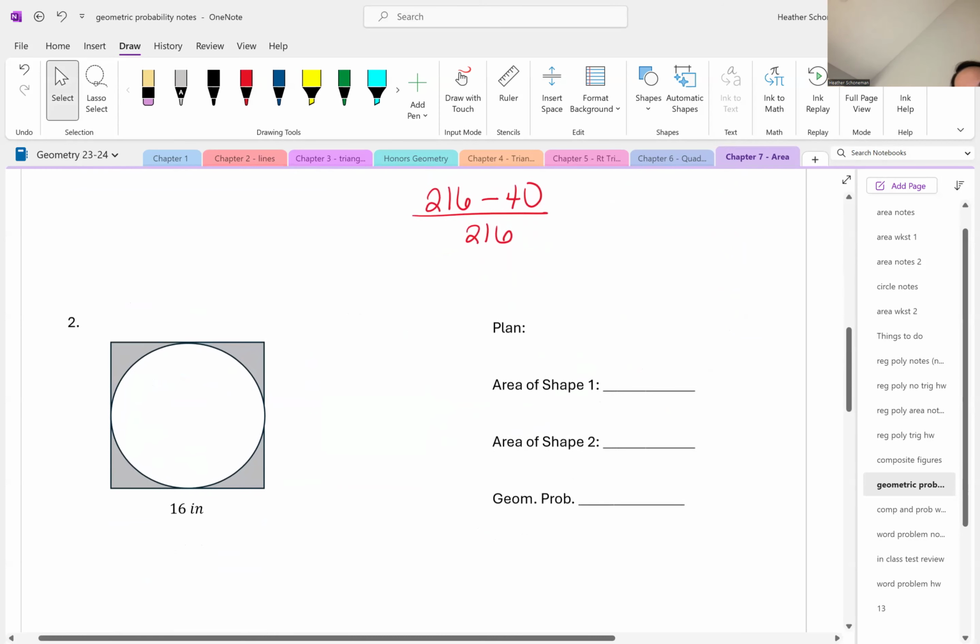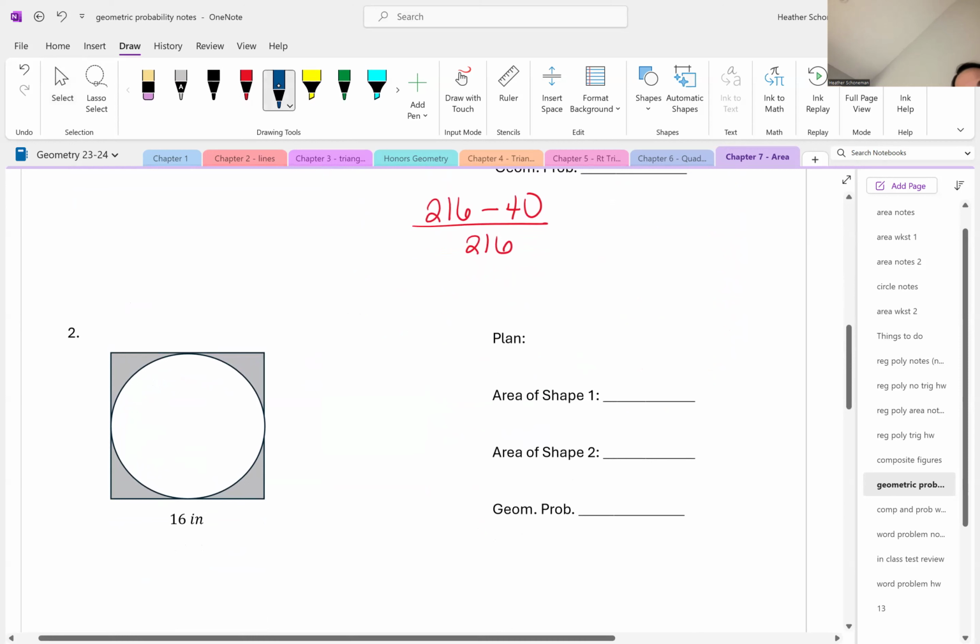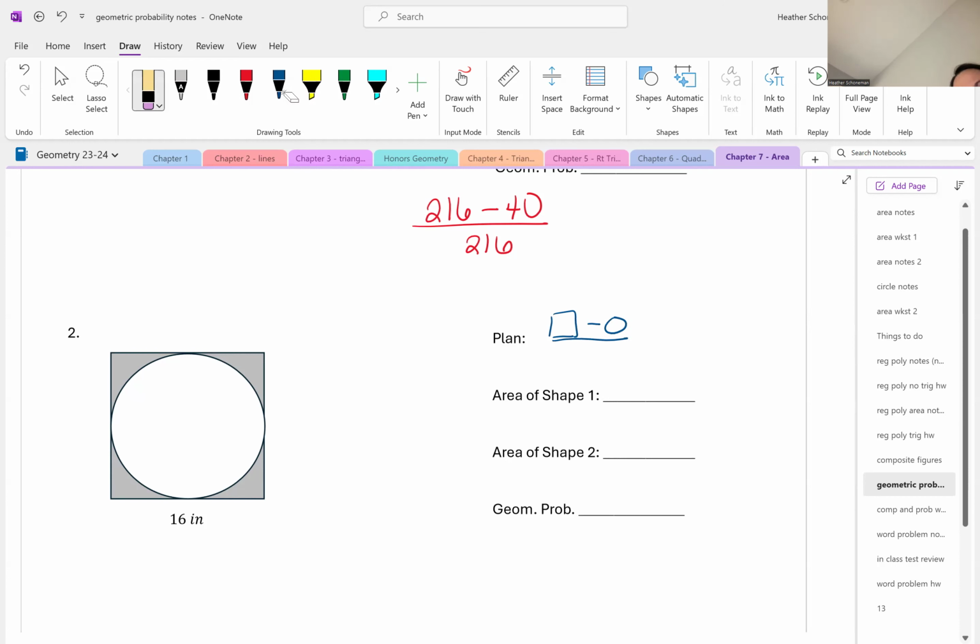Okay, let's try this again on number two. We want to take the area we want divided by the total. The way we get the area we want is to take the square minus the circle. Then we divide it by the total area, and the total area is the largest shape, which in this one is the square. So we now need to find the area of the square and the area of the circle. Again, it doesn't matter which one is shape 1 and shape 2.